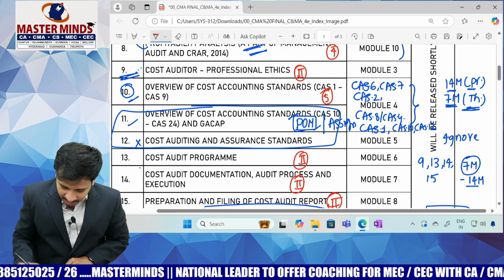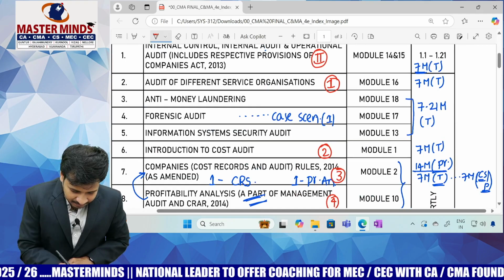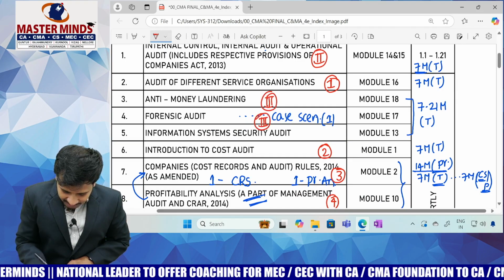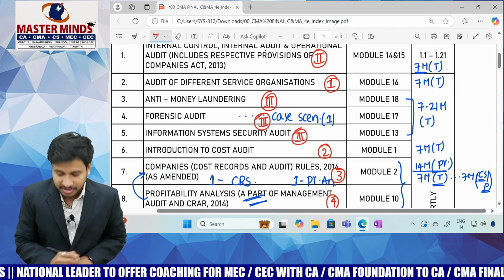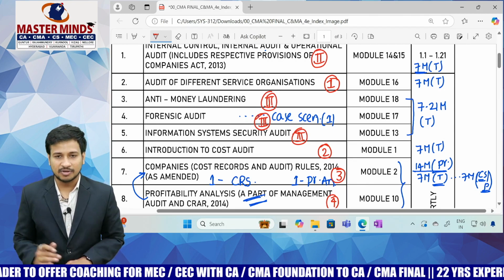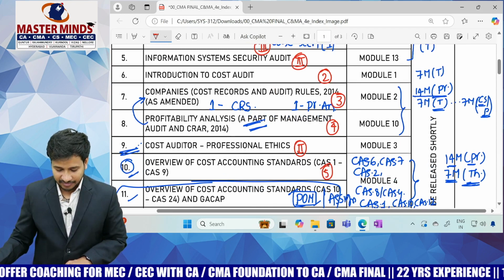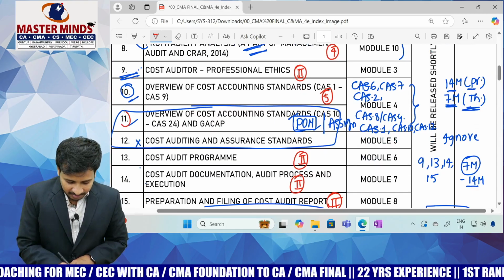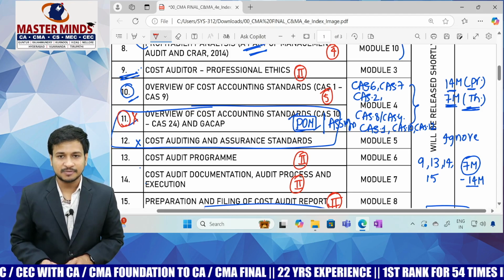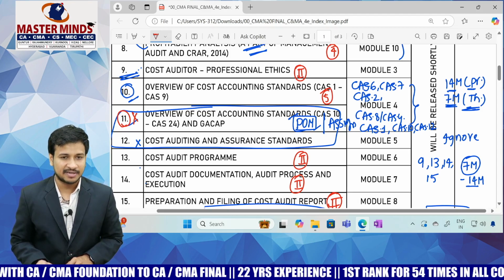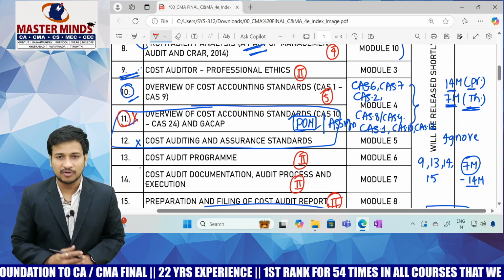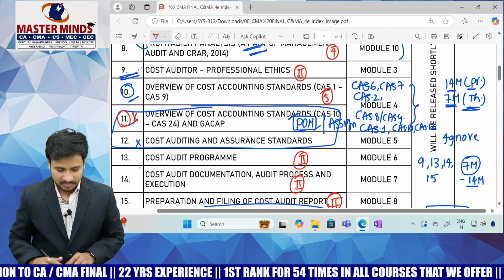And now coming to relatively the third importance, it must be given of course to anti-money laundering, forensic audit and information securities audit. So mandatory, you have to prepare all these things better in this order. Now, what are the topics that you can leave for choice? Chapter number 11, you can leave, but if you are aiming to get more than 90, then at least prepare principles of measurement and assignment of cost for all the standards, including CAS 10 to CAS 24, of course, right from CAS 1 to CAS 24.